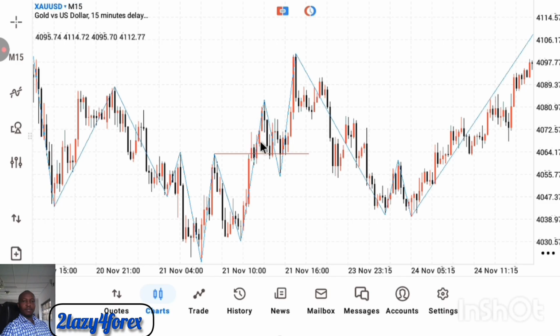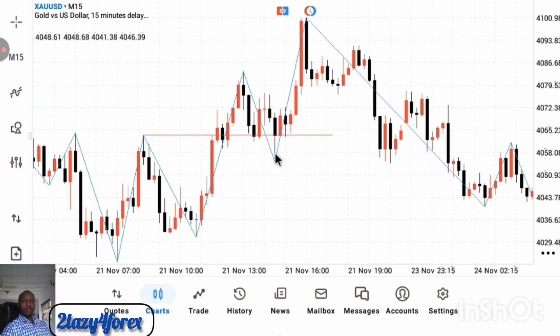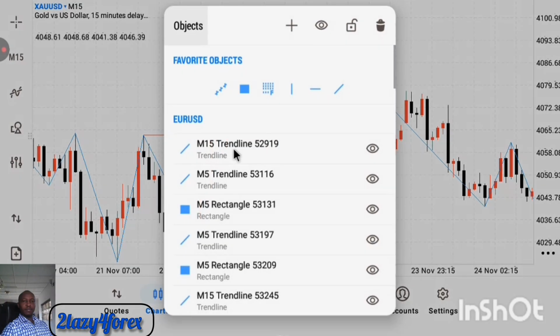Once we have that, let's look for the opposing candle before the candle that broke the high. It is the red candle that broke the high and formed that higher high. Let's zoom in a bit so that you can see clearly. It is the last black candle before the break that is the candle we are going to select. So let's select that candle.